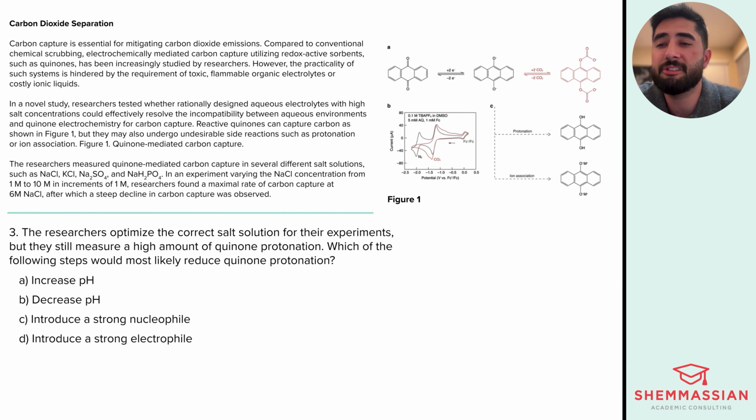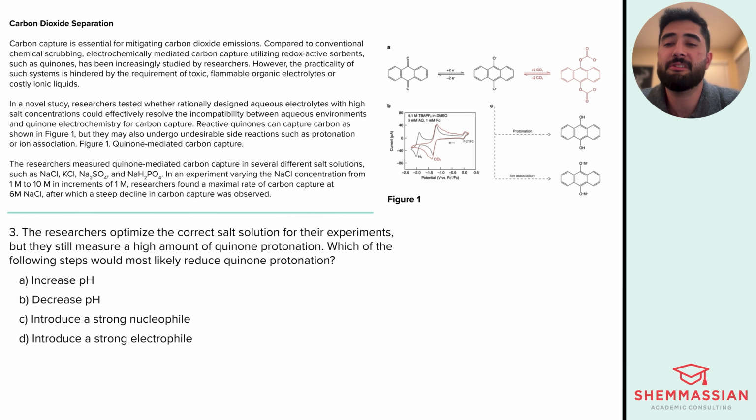So some key things in this question would be that they are looking at the step that would reduce quinone protonation. How do you reduce quinone protonation? Again, we want to look at the answer options and look for similarities, pairs, and differences. We see that the answer options for A and B have to do with pH, and then the answer options with C and D are having to do with introducing some type of nucleophile or electrophile.